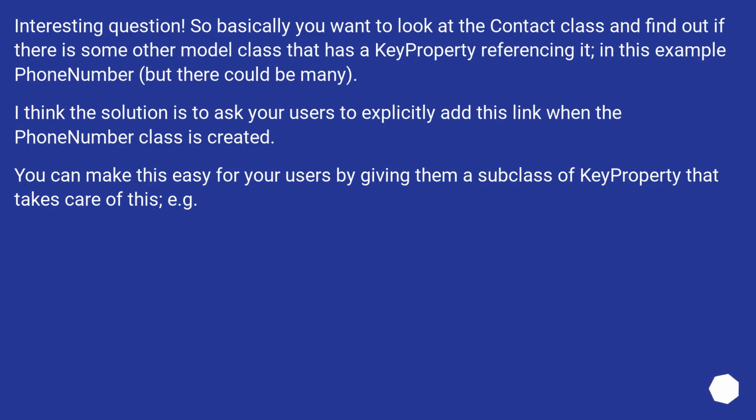Interesting question. So basically you want to look at the contact class and find out if there is some other model class that has a key property referencing it, in this example phone number, but there could be many. I think the solution is to ask your users to explicitly add this link when the phone number class is created. You can make this easy for your users by giving them a subclass of KeyProperty that takes care of this, for example.